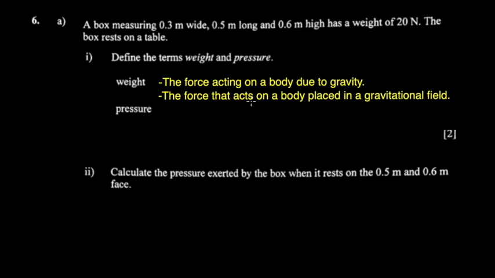And we have some cases where, ideally, there would be zero gravitational force. In those cases, the body would not experience any downward force, so it would just float without changing its space coordinates. So weight means the force acting on a body due to gravity, or the force that acts on a body placed in a gravitational field.